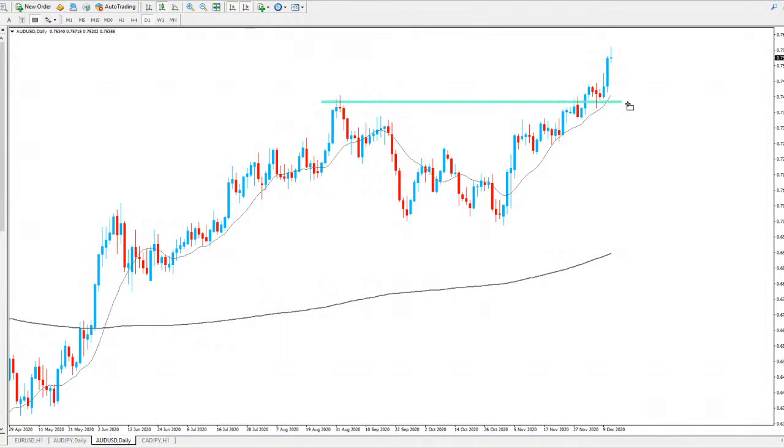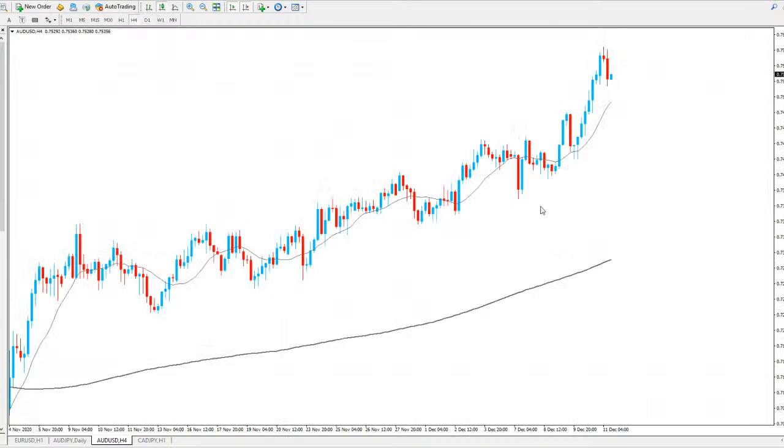You can see with these wicks here, previous daily resistance turned support, and the price continued to the upside there. And you can see we did have a really nice push to the downside from the previous resistance, and subsequently had a nice push to the upside as well on the support side of things. So again, looking bullish there on AUD/USD.